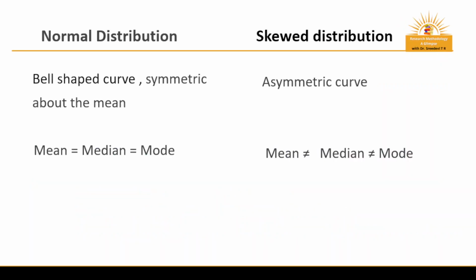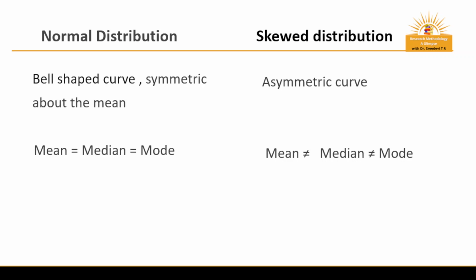Normal distribution is a bell-shaped curve, symmetric about the mean. Skewed distribution is asymmetric. Here, the main difference is symmetry and asymmetry in the distribution. This is about the shape of the distribution. Skewness refers to asymmetry. In normal distribution, half of the values or observations are above the mean and half below the mean.